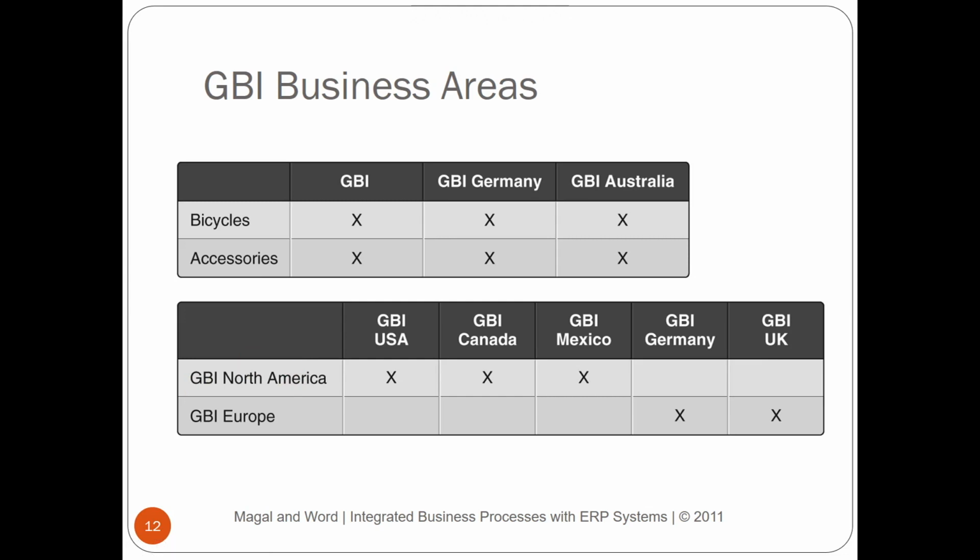In contrast, in the lower part over here, the business areas are defined in terms of geographical locations of individual companies. So the financial statements are generated for all companies in North America or in Europe.